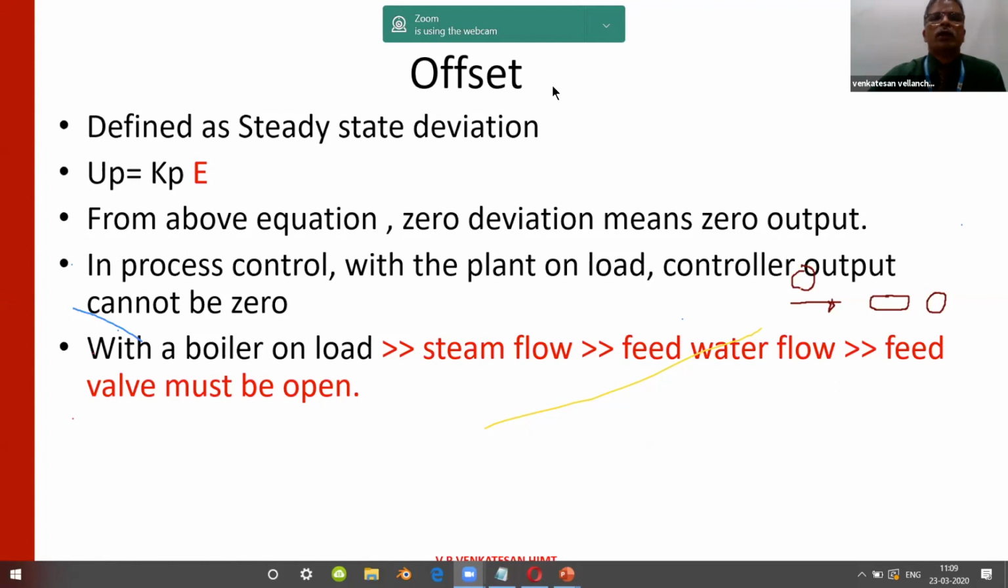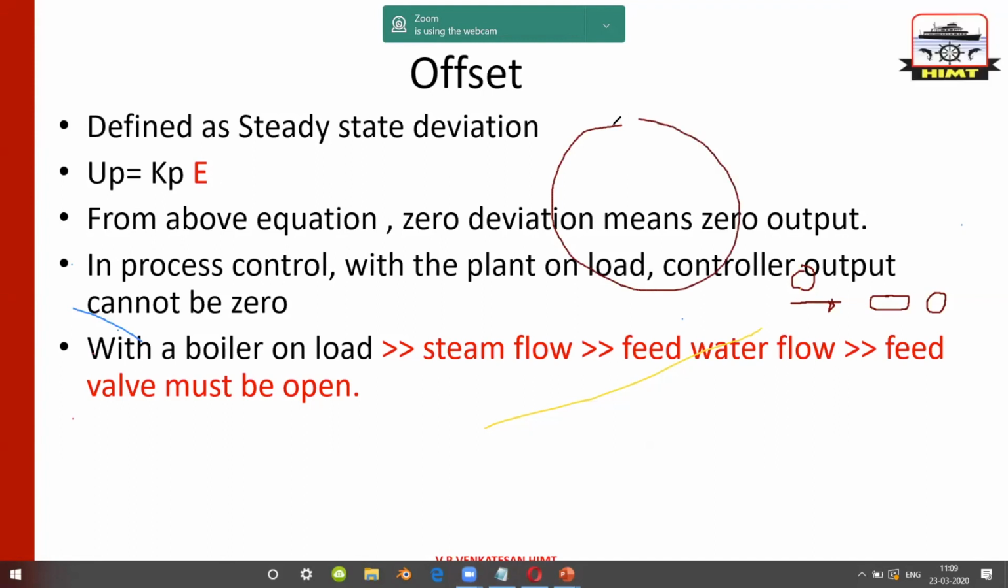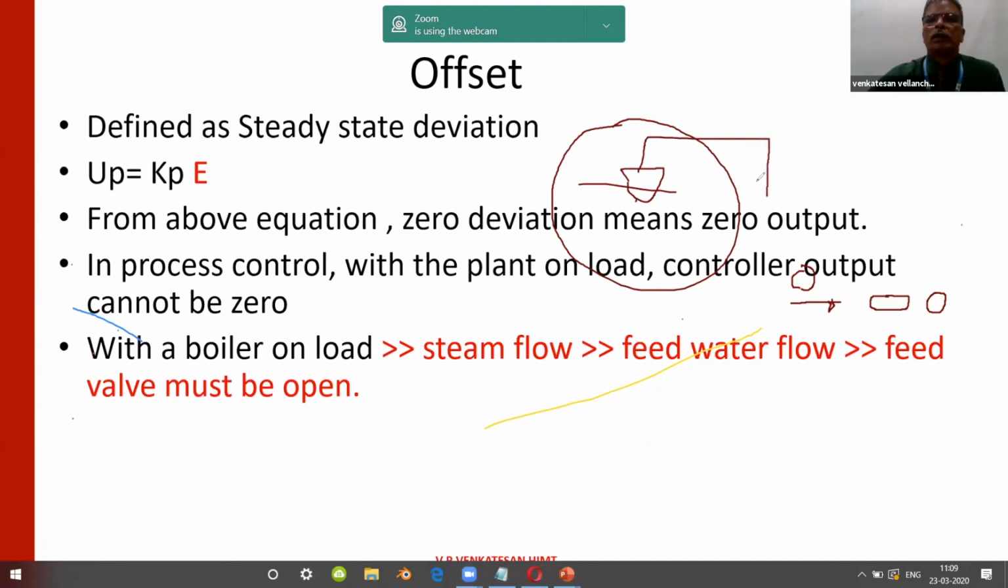A simple example will be a float operated valve. You've got a tank with a float, and the float is connected to a valve with a fulcrum. Let us say this is your desired value, where you want the water level to be. If the float goes down, only then the valve can open. If water flows out of the tank more and more, you need to open the valve more and more to maintain the same level. Do you agree? Yes, sir.